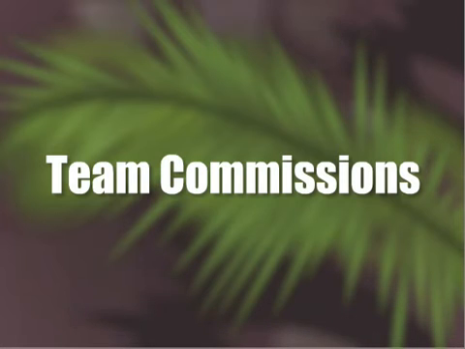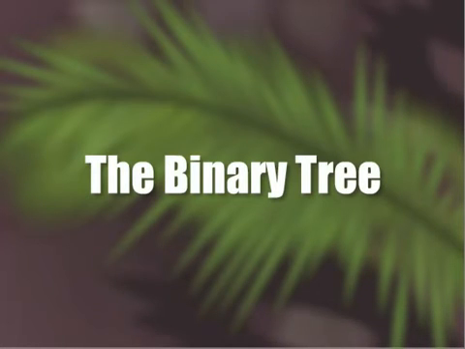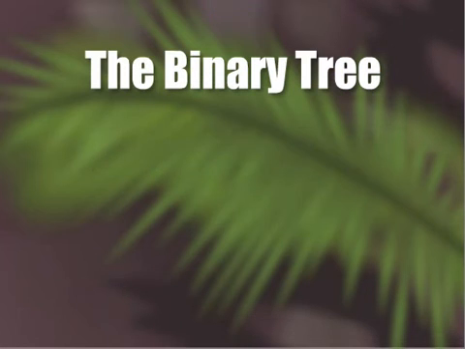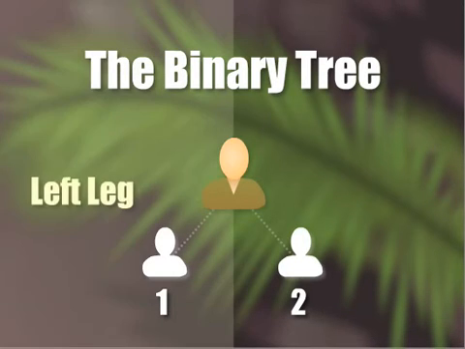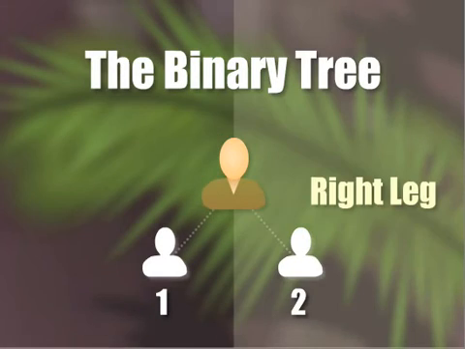One of the things that makes the team commission so powerful is the fact that it's based on a binary tree. Binary, meaning two, simply means that you're going to have only two legs that you're going to put distributors in. A leg merely refers to a side in which a new distributor will be placed. So here we'll refer to your legs as your left leg and your right leg.